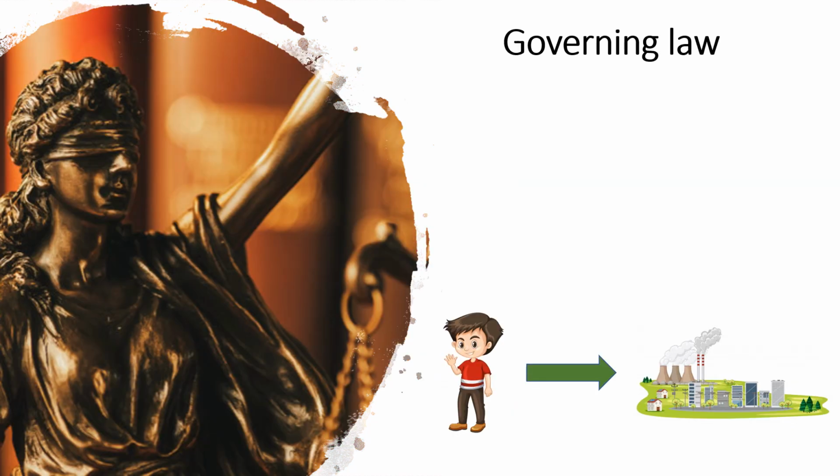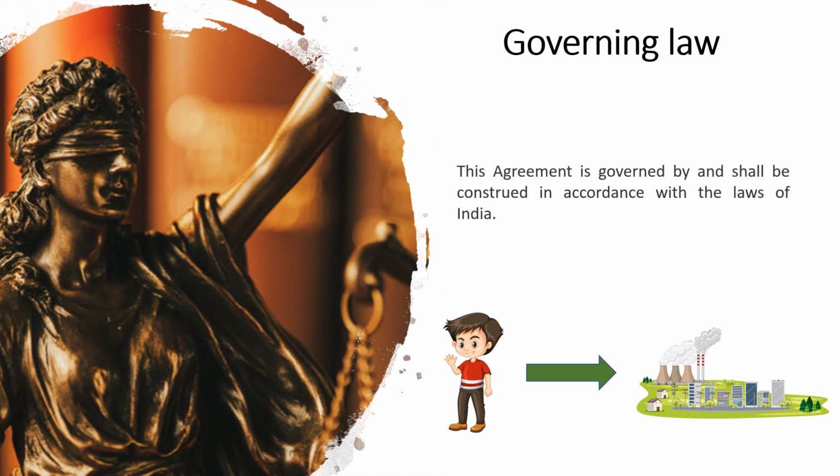Governing law clause is used in legal agreements where you can declare which rules and laws will govern the agreement if any legal issue arises in future. It is therefore sensible to state in a contract which set of laws will govern it. Governing law clause usually reads: this agreement is governed by and shall be construed in accordance with the laws of India.